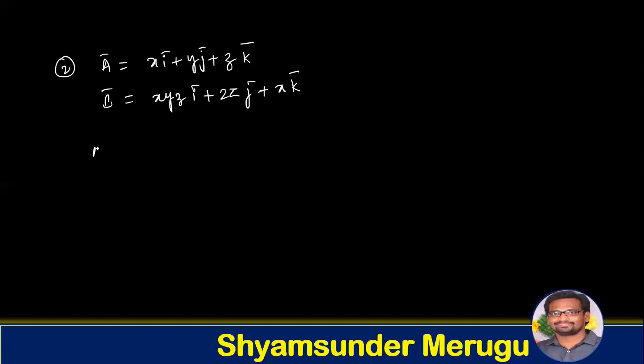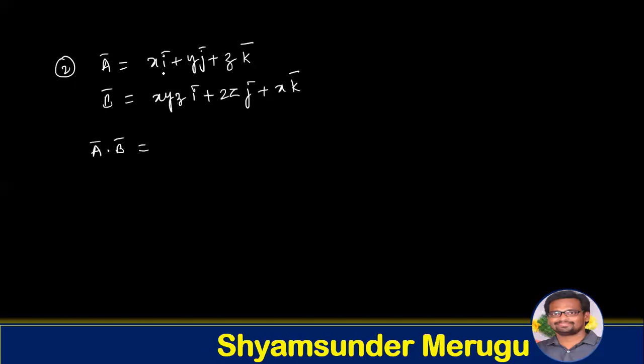And the other example that we have to see is we have a vector a bar, which is equal to x I bar plus y j bar plus z k bar, and the b bar vector is given as xyz I bar plus 2z j bar plus x k bar. Now we are going to apply the dot product between them.